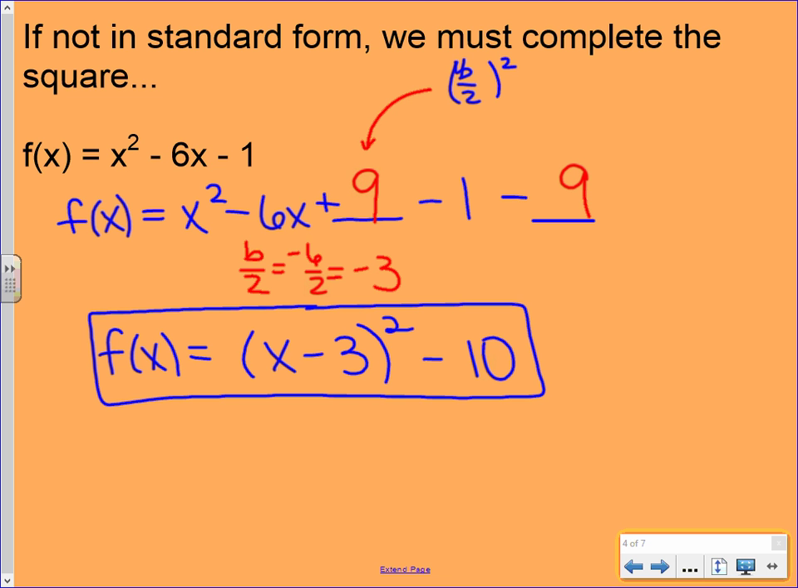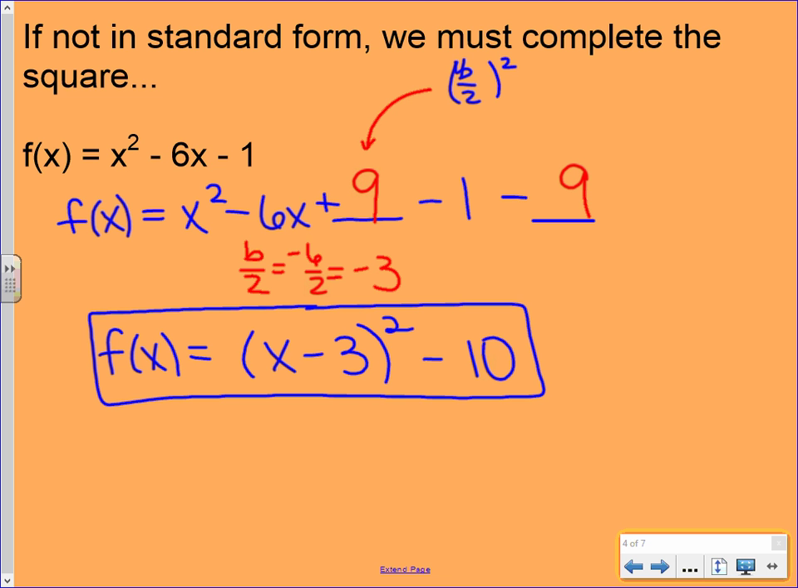That minus 3, does that look familiar from anywhere else in our work? It is a shift, but how about in our algebra up here? Does that negative 3 appear anywhere else? That will be a relationship. That b over 2 is always going to be that number that it factors to, whether you want to remember that or not.